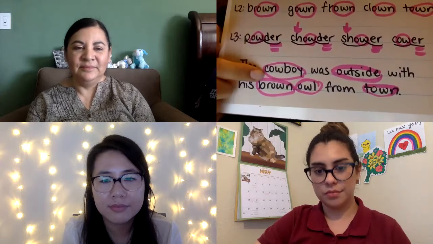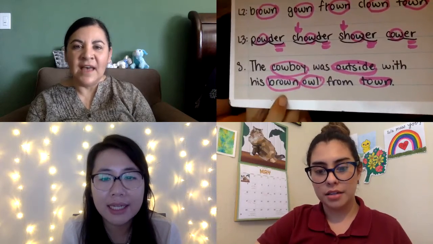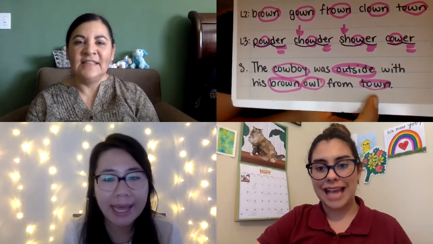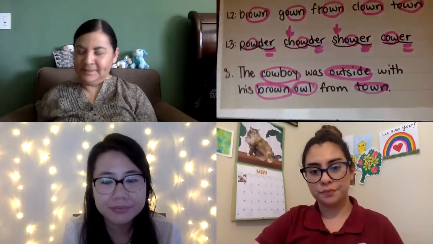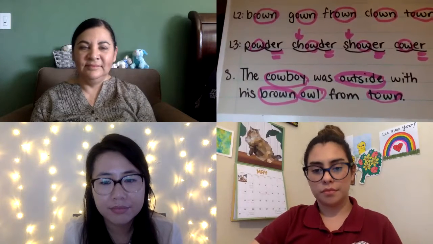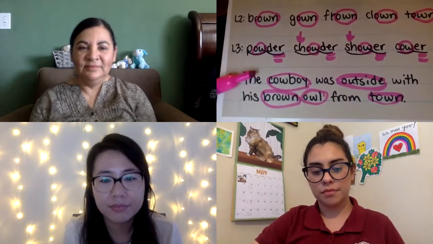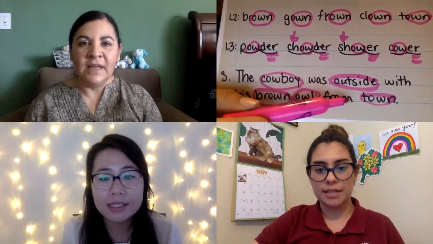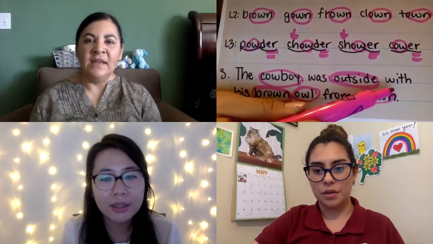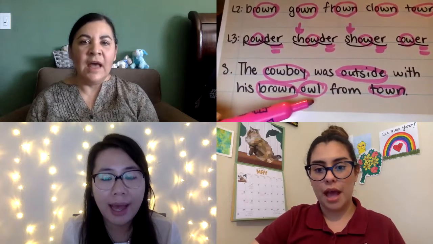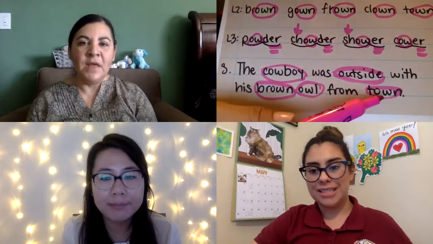Remember, you are the model for our kids. Can you read that word, please? Cowboy. Cowboy. What's this one? Outside. What's this? Brown. This word? Owl. And this one? Town. All the rest of the words are words that you can blend together or high frequency words. Teachers, when you're ready, 3, 2, 1. The cowboy was outside with his brown owl from town.